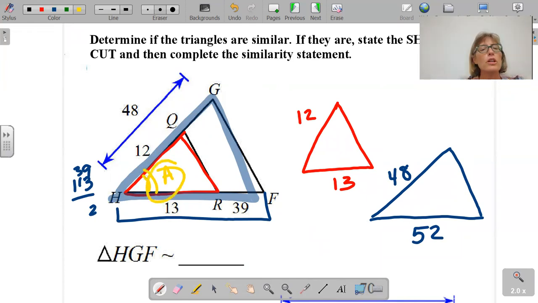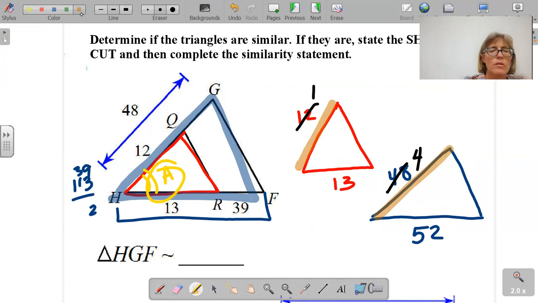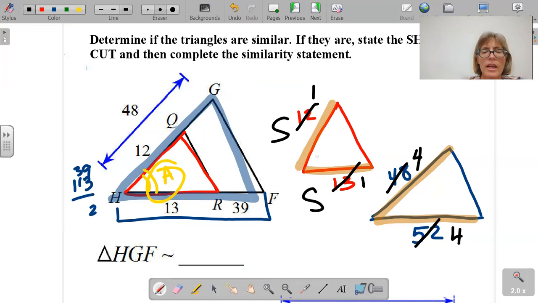So we have an angle. Now we're going to check for side ratios. 12 and 48. 12 goes directly into 48 4 times. So it is a 1:4 ratio. 13 and 52. 13 does go into 52 4 times. That's also a 1:4 ratio. So that gets us a pair of sides and another pair of proportional sides, not congruent this time, and an angle. So these are similar by side, angle, side, similarity.